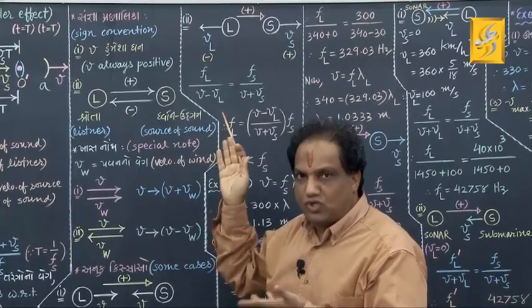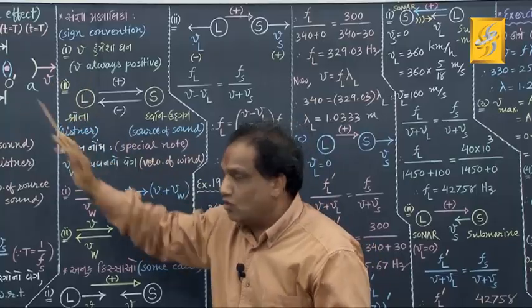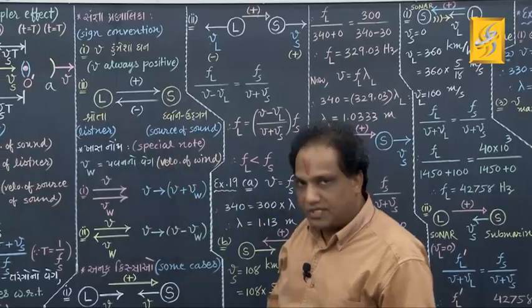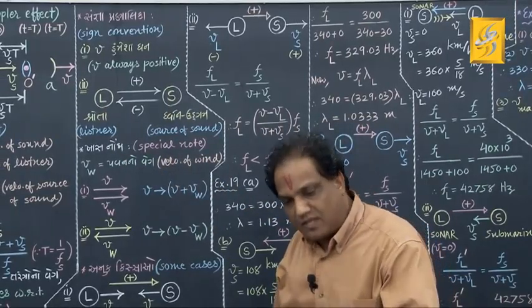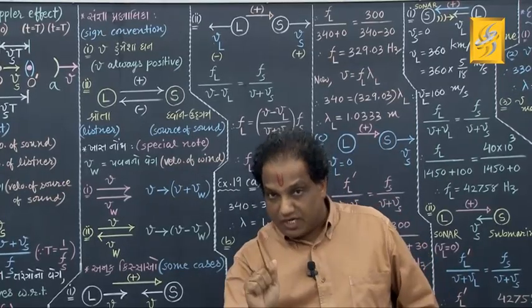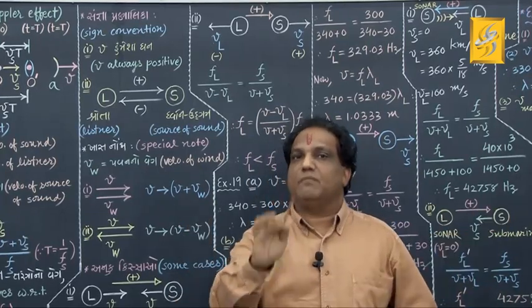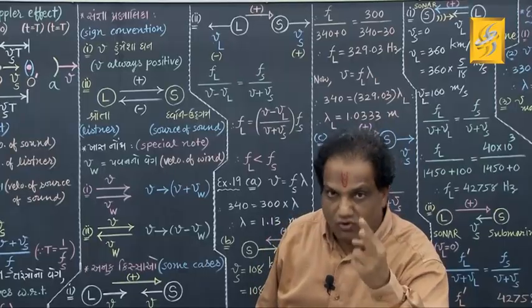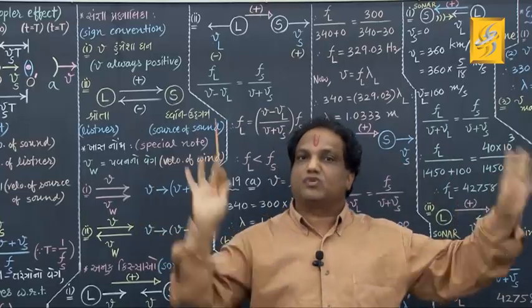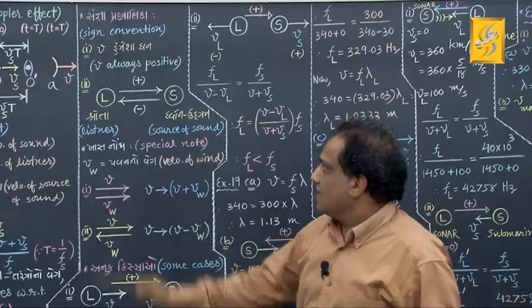It is not necessary that you also think like this. You may show the source on the left side also. No problem. But suppose this is the case. The listener is here, the source is here. Now for a given situation, what should you take every time? Velocity in a direction from listener to source should be taken positive. Any velocity out of VL and VS, whichever is in a direction from listener to source, should be taken positive. And if it is opposite, it should be taken negative.